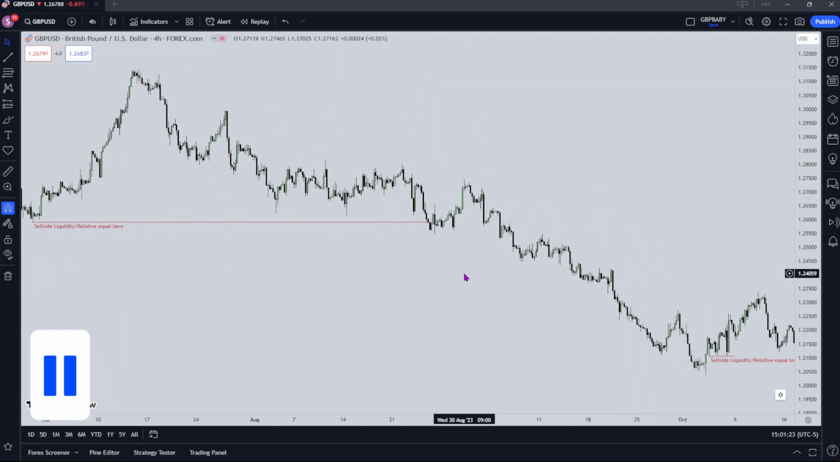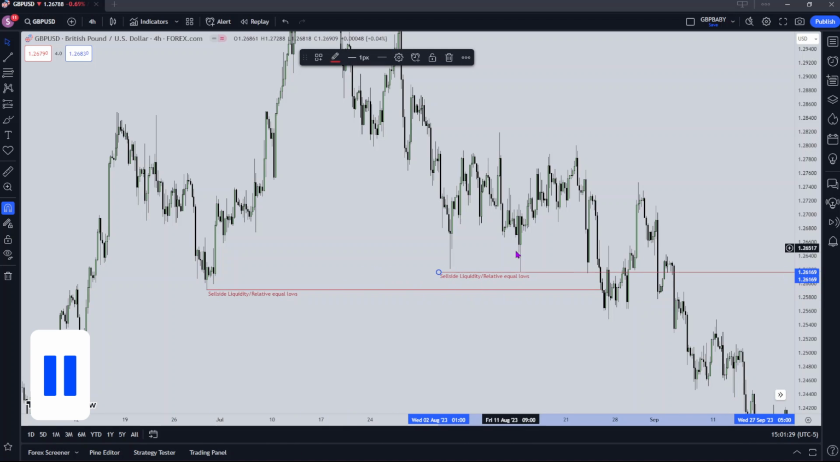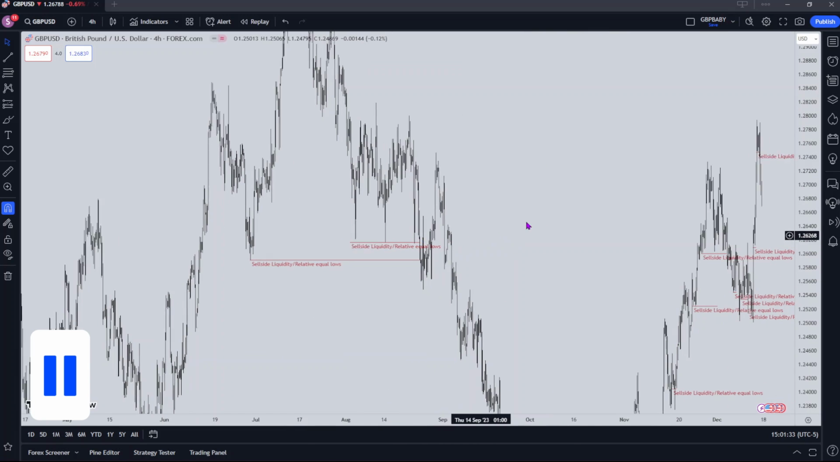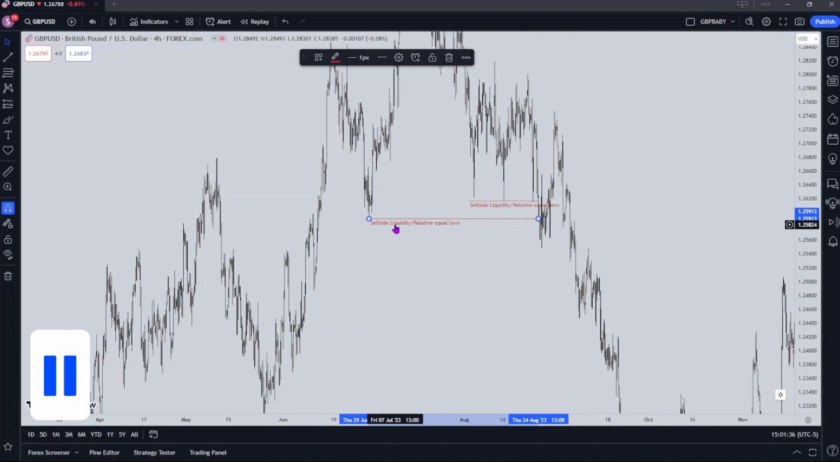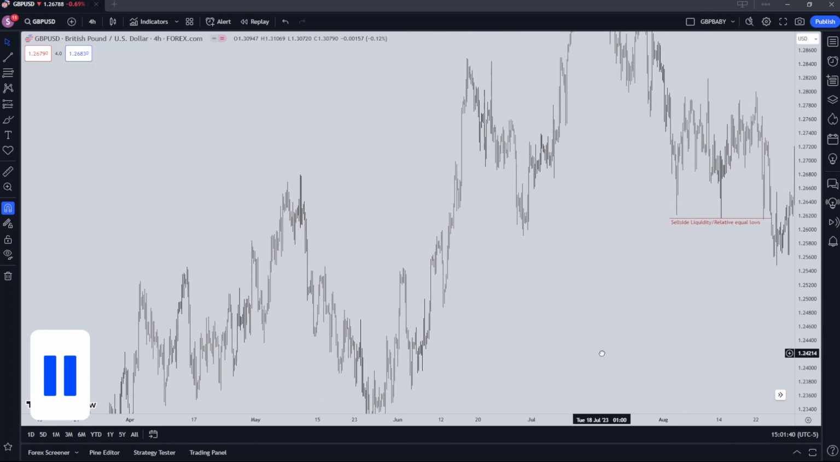Relatively equally low. And if this isn't relatively equal enough for you, you could always just look at these here, 1, 2, 3. That's probably the better of the two to look at. So let's just keep that one for the sake of example.